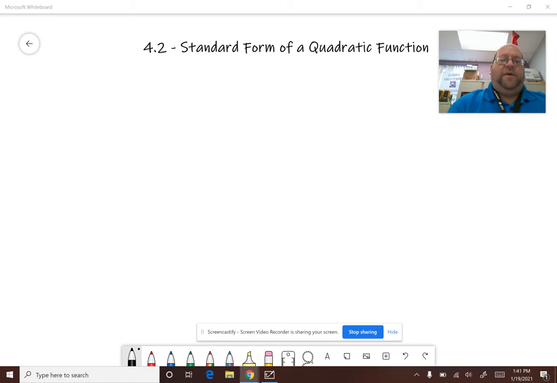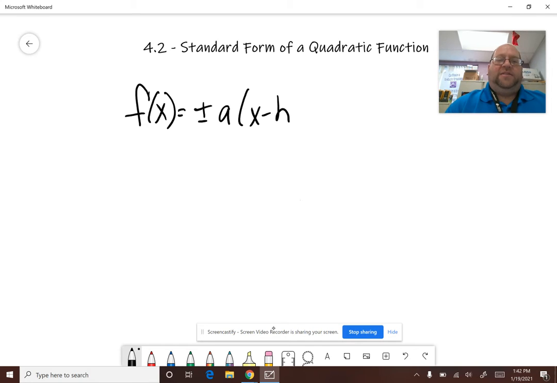So first of all, let's talk about vertex form. Remember that f of x equals plus or minus a times (x minus h) squared plus k. This is vertex form. Again, I could exchange this f of x with y. It doesn't really matter; they both mean the same thing, function of x or y. But all these parts hold a significance in vertex form.